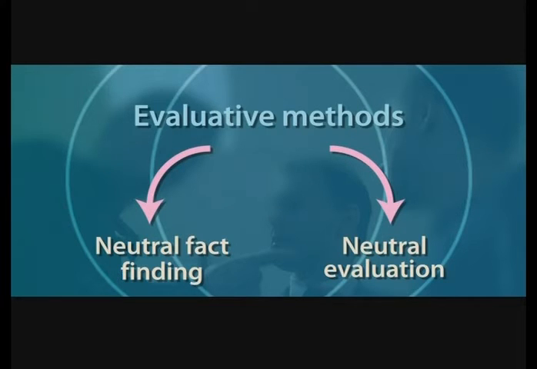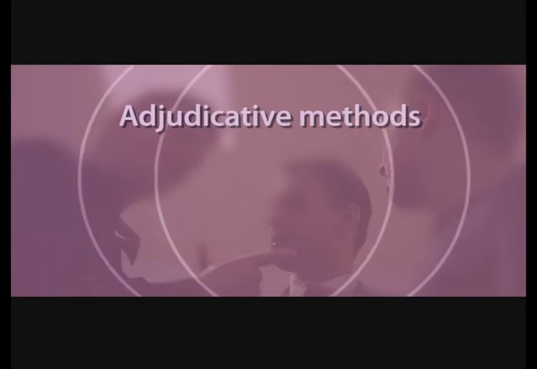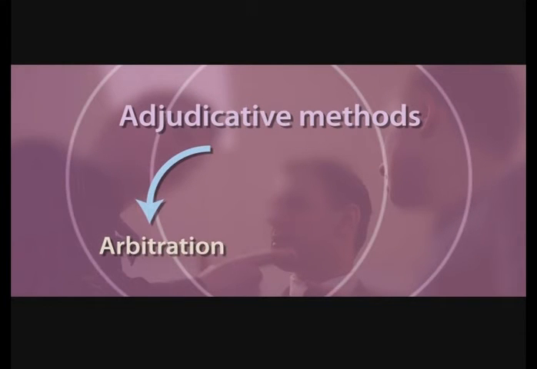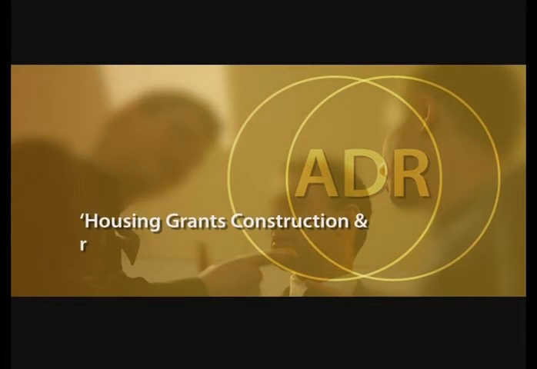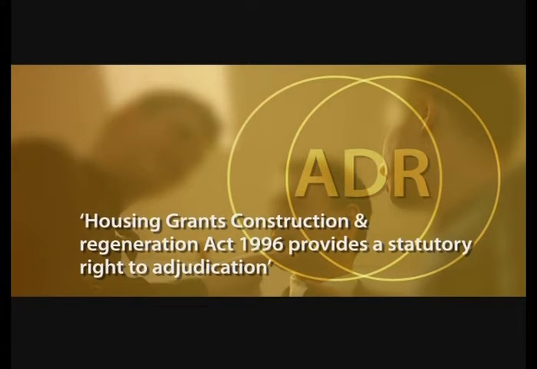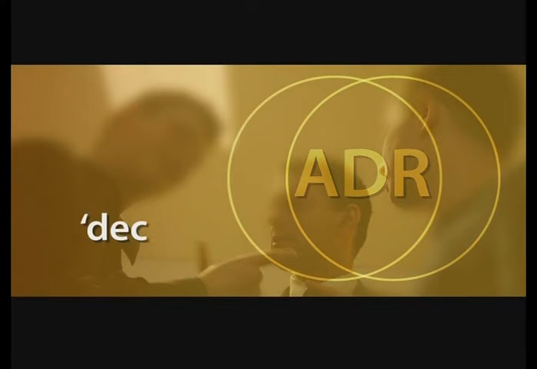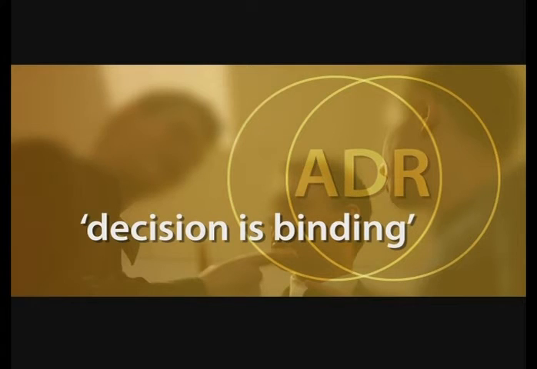Evaluative methods of ADR include neutral fact-finding and early neutral evaluation. In the latter, an evaluator gives his or her opinion as to the likely outcome at trial, and in the former, the parties decide in advance how they will react to a non-binding report on the issues in dispute. Adjudicative methods of dispute resolution include arbitration and, of course, adjudication, 2 of the most commonly used forms of ADR in construction. The Housing Grants Construction and Regeneration Act 1996 provides a statutory right to adjudication. The decision of an adjudicator is binding unless or until the dispute is finally determined by court proceedings, arbitration, or by agreement of the parties.